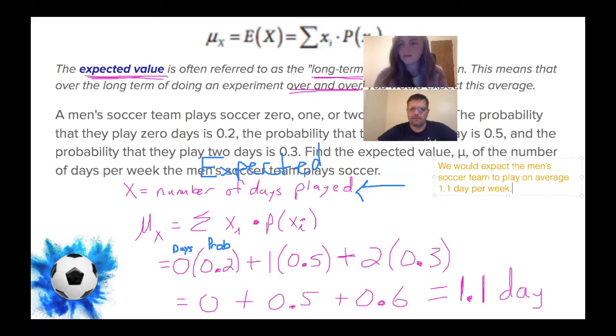Now, granted, some weeks they're going to play more, some weeks they're going to play less. In fact, in any one individual week they would not actually play 1.1 days, but over many weeks, it would average out to 1.1 days per week. Long term, many, however you want to say it.